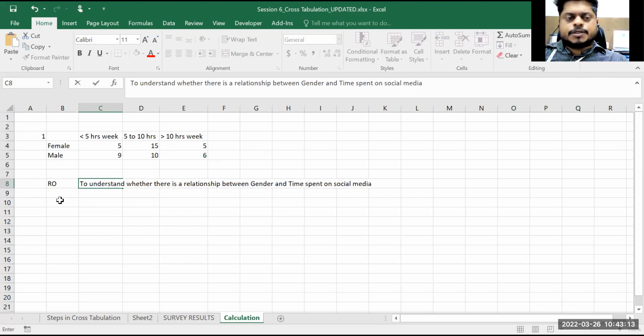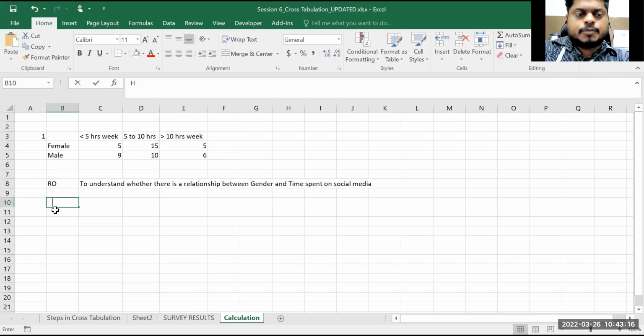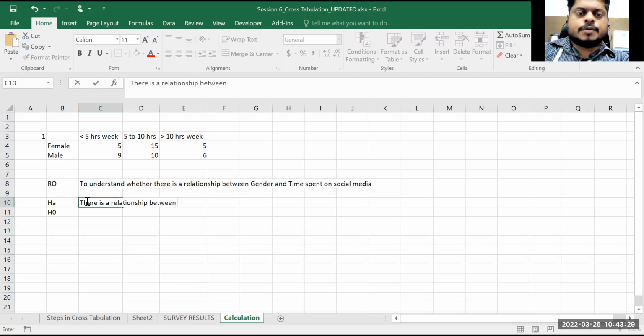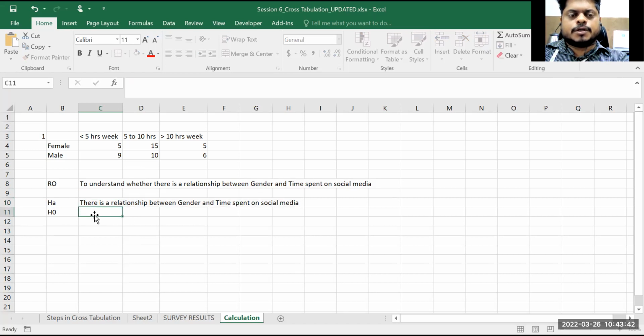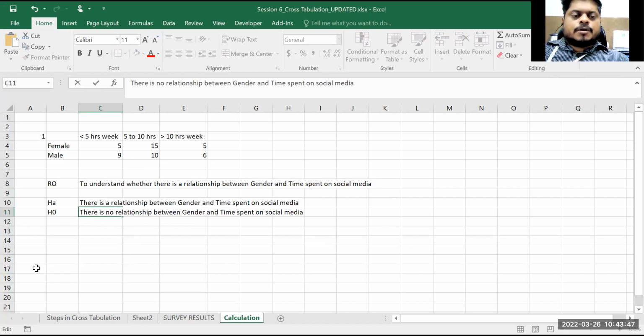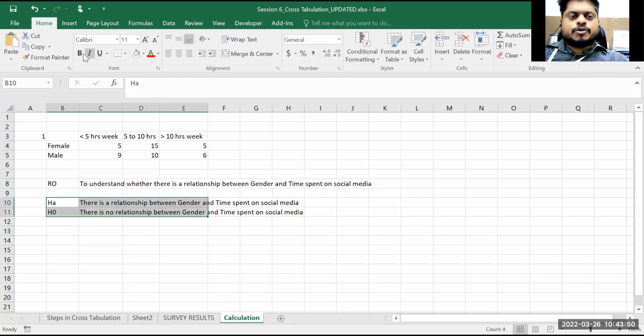So this is what I want to understand, right? So what will be my alternate hypothesis? What will be my null hypothesis? My alternate hypothesis will be, yes, there is a relationship between, same thing, whatever I want to understand, that becomes my alternate hypothesis, right? Null hypothesis will become there is no relationship. Okay. So this is my hypothesis formation.